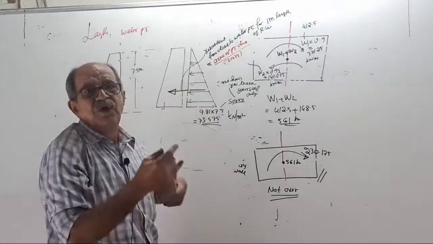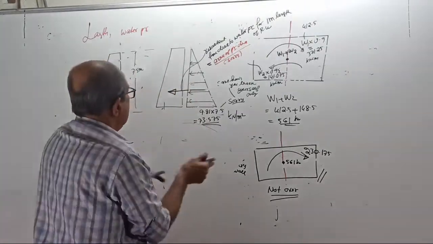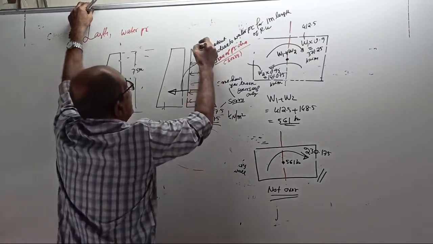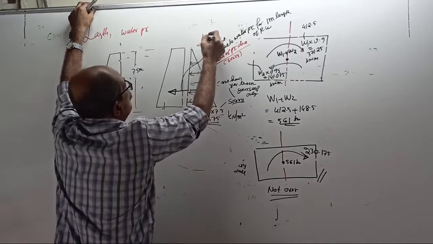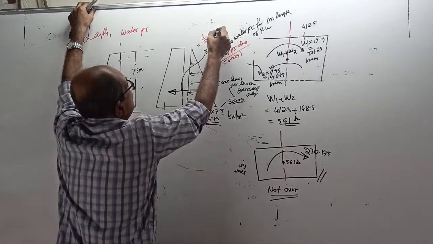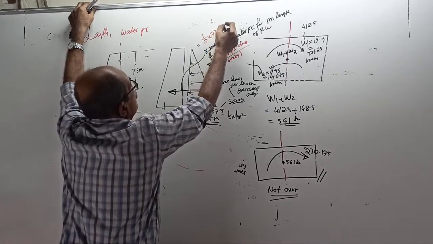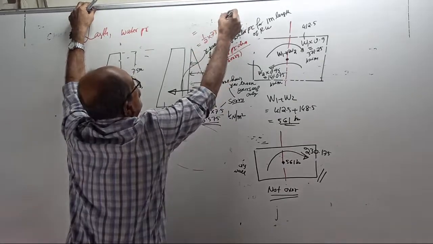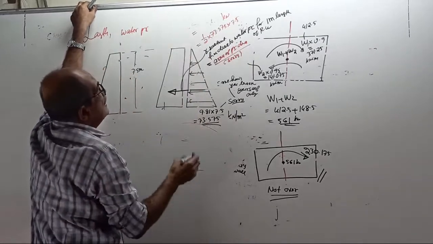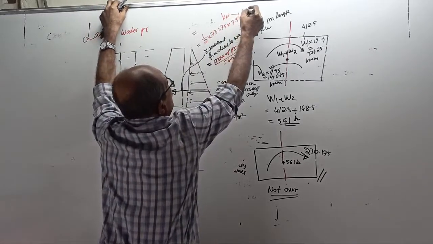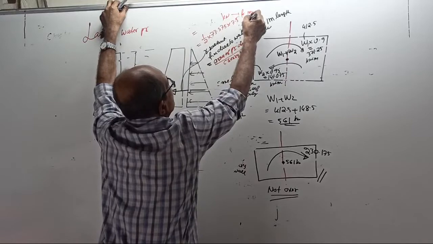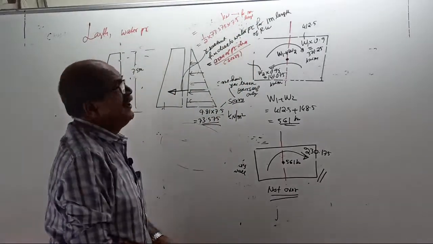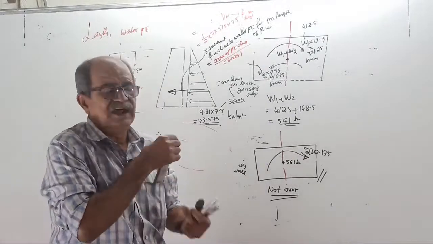Therefore, it is equal to half into 73.575 into 7.5, which will give the value in kilonewton for 1 meter length. Answer: half into 73.575 into 7.5. Fast answer.